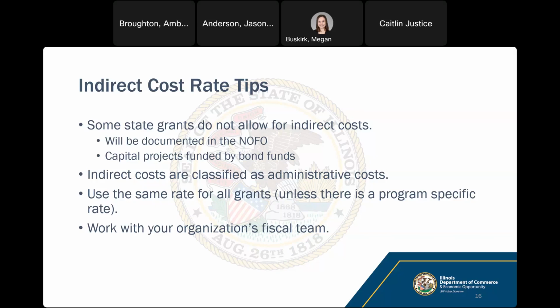The key to indirect cost rate is consistency. Once you select a rate in the system, you must utilize that rate for all grants unless there is a program-specific rate, a program does not allow indirect cost, or you choose to waive indirect reimbursement for a particular grant program.